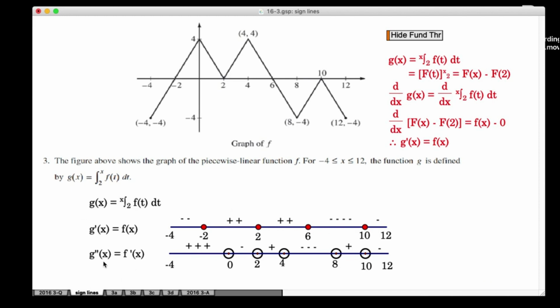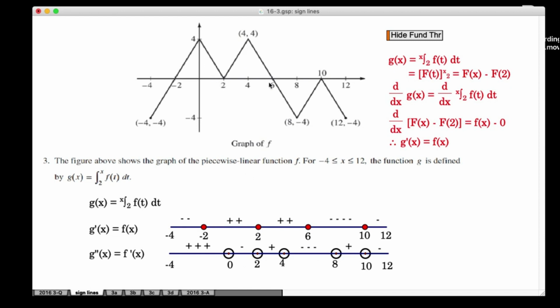Okay. And now f prime is the slope of this, so I need to find where it's undefined or 0. So remember these are corner points, so the slope is undefined at 0, undefined at 2, undefined at 4, undefined at 8, undefined at 10. So this f prime, the slope of this graph, is undefined at 0, 2, 4, 8, and 10.